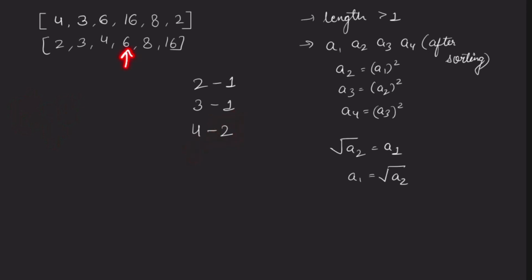Now when you come at 6, 6 is not a perfect square. So for 6 also, our length can be 1 till now. Then for 8 also it is not a perfect square, so for this also the length can only be 1.